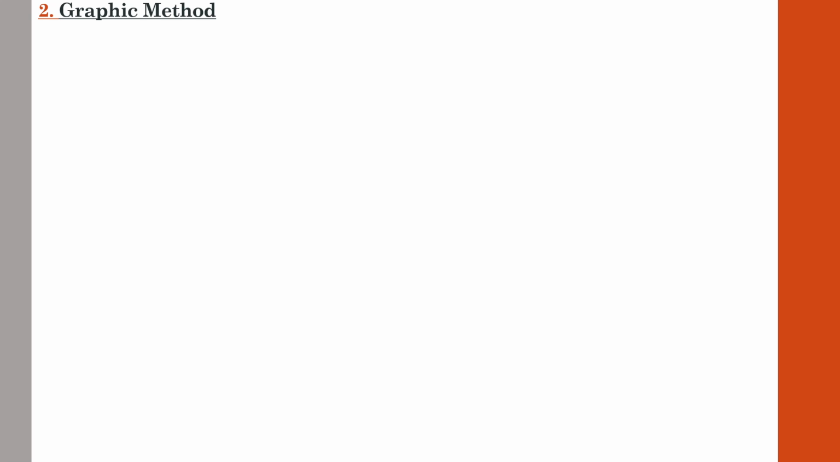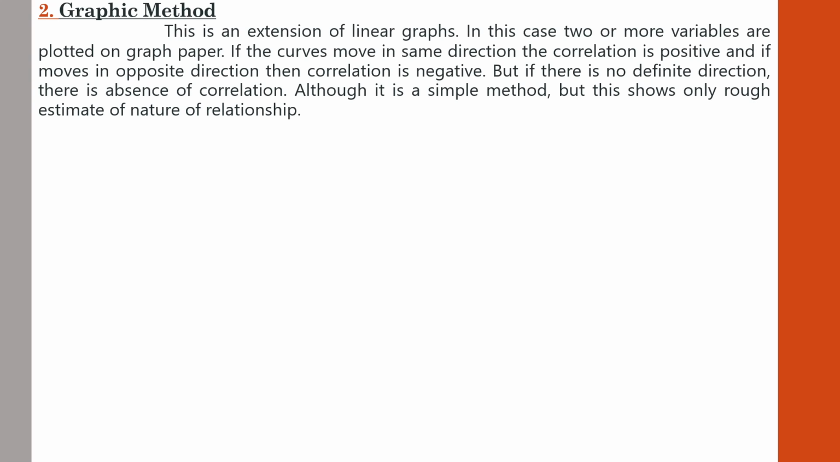The second method under the graphic method is the correlation graph. Regarding the correlation graph, this is an extension of linear graphs. In this case, two or more variables are plotted on graph paper. If the curves move in the same direction, the correlation is positive, and if they move in the opposite direction, then the correlation is negative. But if there is no consistent direction, there is absence of correlation.